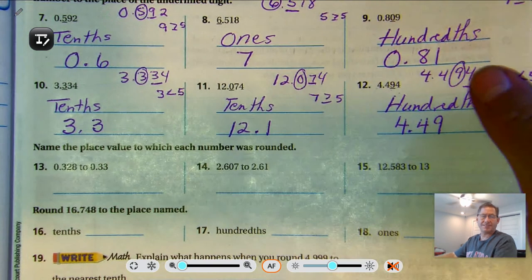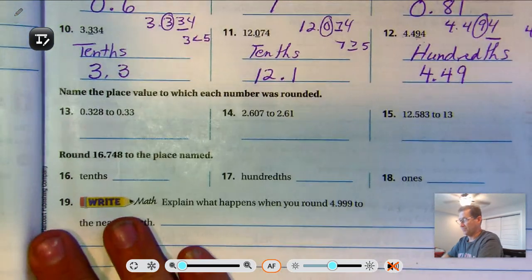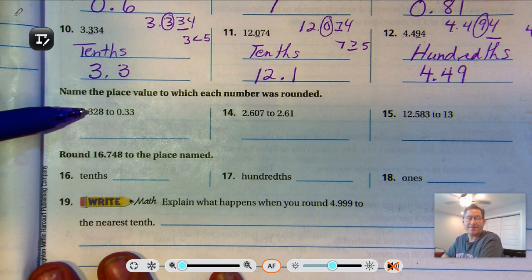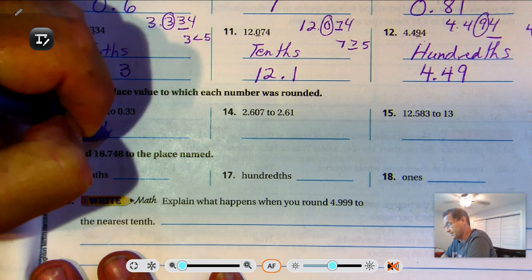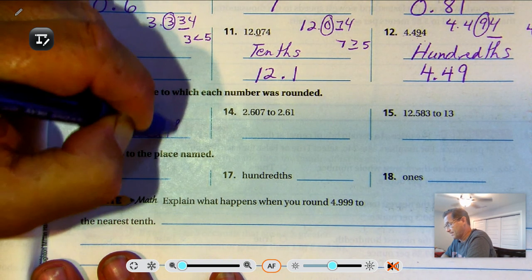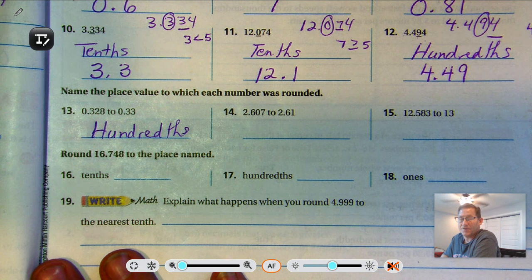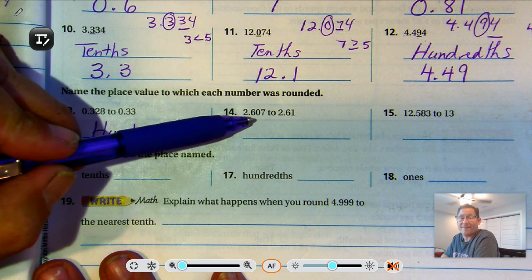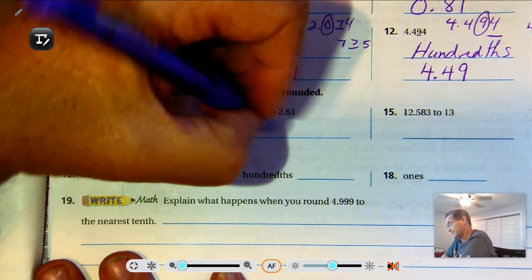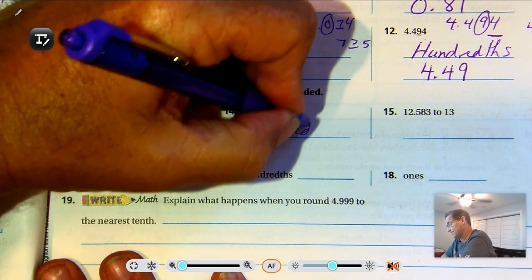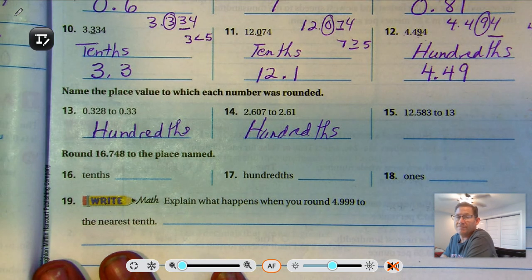All right, 13. What place value did they round to? Well, we started with 328 thousandths, and we wound up with 33 hundredths. So we rounded to the hundredths. Basically, you know what they rounded to by just saying the value. 2 and 607 thousandths to 2 and 61 hundredths. 12 and 583 thousandths rounded to 13. Ones.